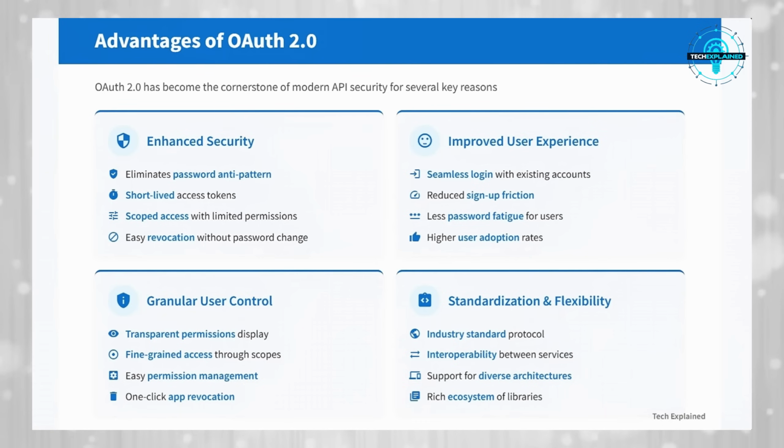If an access token is stolen, it provides only limited access for a short period and can be revoked without affecting your primary password. This is a massive improvement over the old model, where a compromised password meant full access to your account. Second, OAuth 2.0 significantly improves user experience.